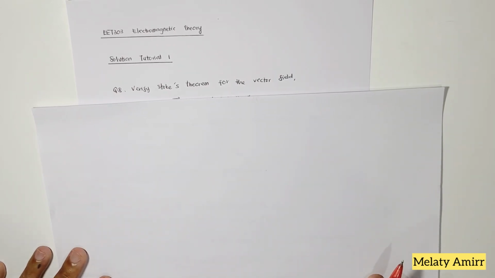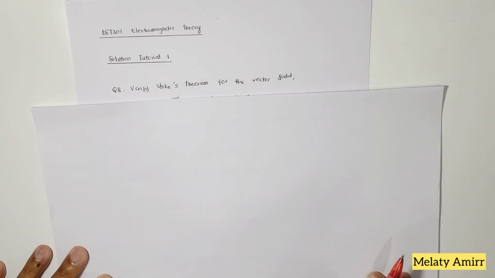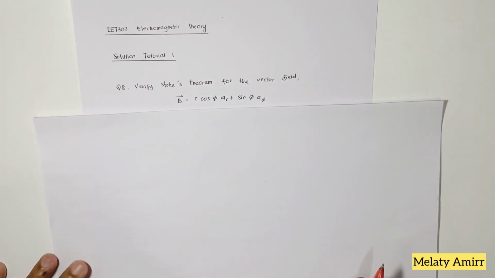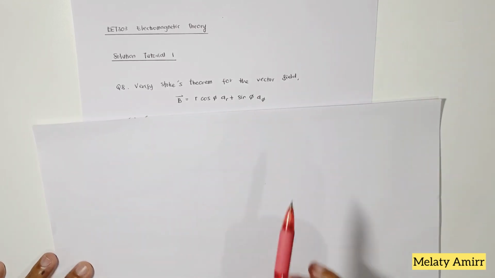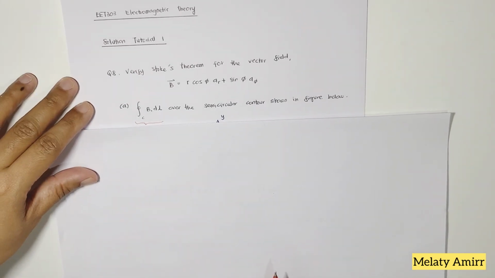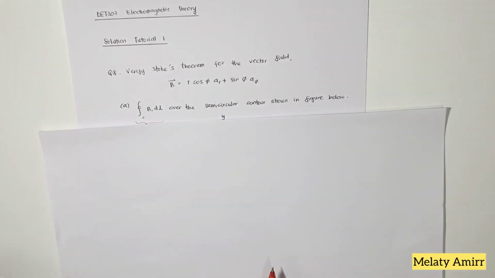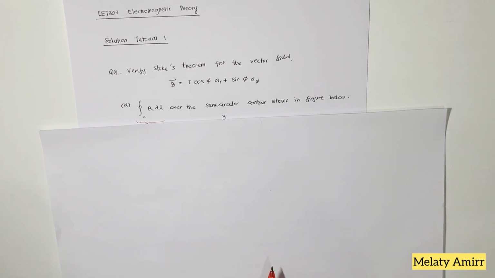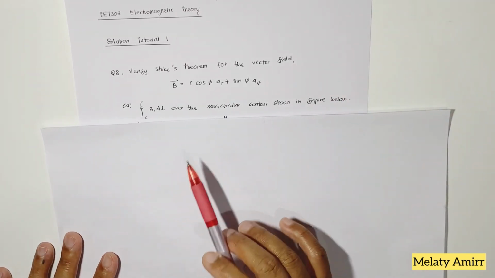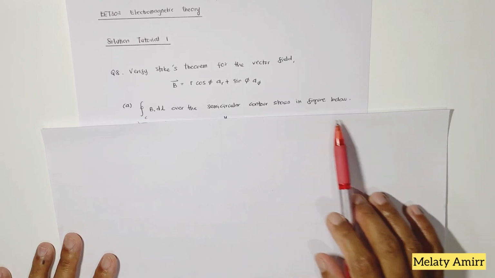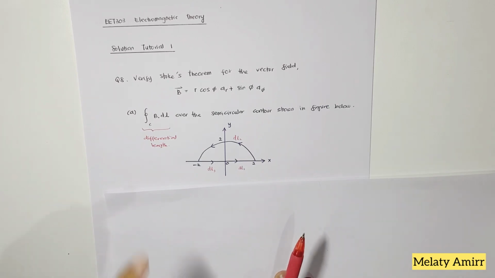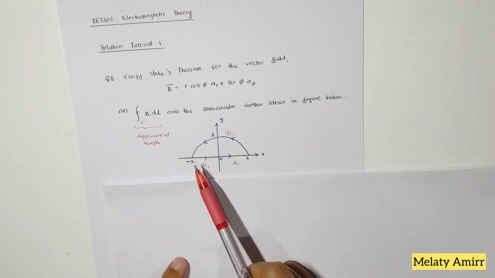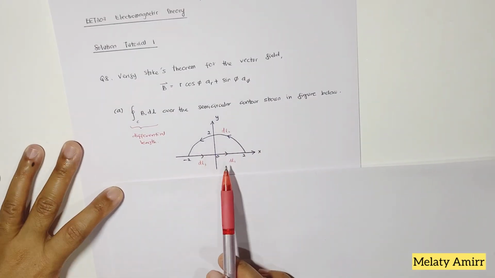The question asks you to verify Stokes' theorem for the vector field B equal to r cos phi a_r plus sin phi a_phi. Okay, part A, you need to do a line integral over the semicircular contour shown in the figure below. So we have this figure. This is the differential length. You need to calculate the differential length for the semicircular contour.